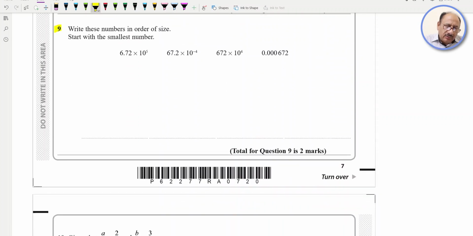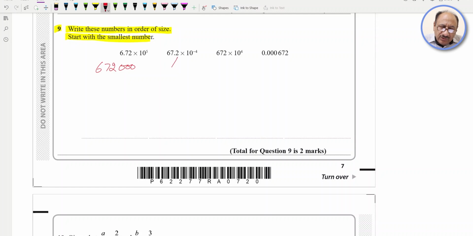Question number 9. Write these numbers in order of size. Start with the smallest number. So what we can do, we can change them all into decimal. We will try to finish these parts and accommodate these parts. So this can be written as, if I change color, 672 times 10 raised to the power 5. So decimal will be moved 5 units to the right. So 1 jump, 2, 3, 4 and 5. So 3 zeros we have to add over here.